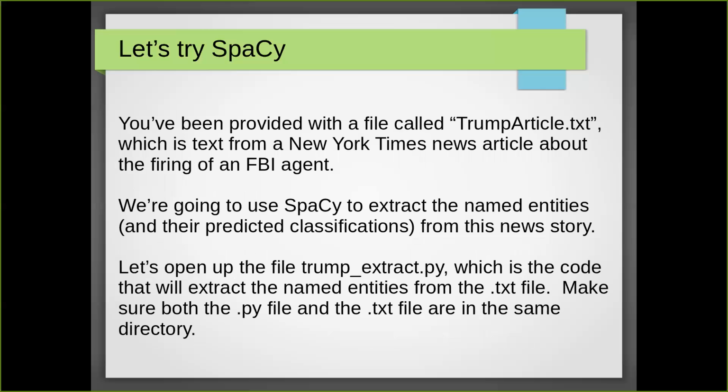So you're being provided with a file called trumparticle.txt. This is basically just an article from the New York Times about one of Trump's many firings of people, and it's just been copied into a text document. So nothing fancy, it's just a piece of text. And what we're going to do is use SpaCy to extract the named entities and also their predicted classifications, so are they people, organizations, places, etc., from this news story.